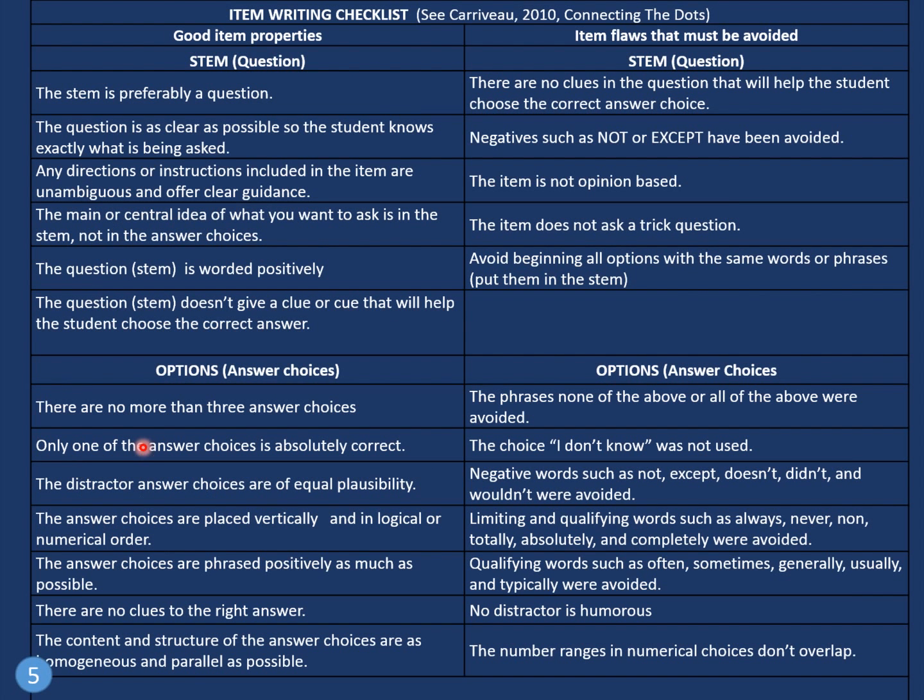Now, this page shows on the left-hand side item writing rules for the stem or the question, on the right-hand side for the options. And this presentation is going to be made available to you. So I'm just saying these are the 2 big categories. If you go across the rows, you're talking about the stem on one side, a question on the other, and in the columns you're talking about good properties, and on the other side, what to avoid.